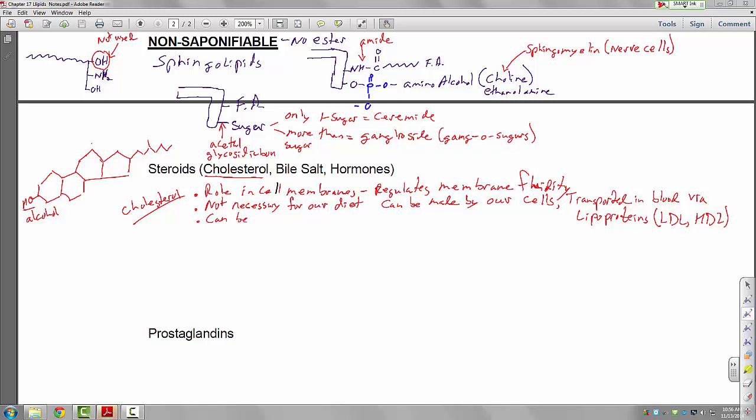Can be esterified. So even though under here steroids, these cholesterol, bile salts, hormones are called non-saponifiable, there is one type which can be saponifiable. That's a cholesterol ester. Can be esterified to a fatty acid. Bile salts.